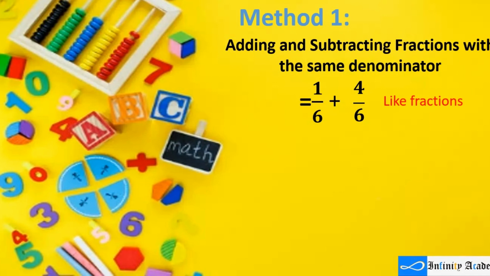So, for adding like fractions, just add the numerators and write the denominator once. In this way, we will get 1 plus 4 on the numerator and 6 will remain same in the denominator. And 1 plus 4 gives us 5. So, 5 by 6. And this fraction is a proper fraction as the numerator of this fraction is smaller than the denominator.